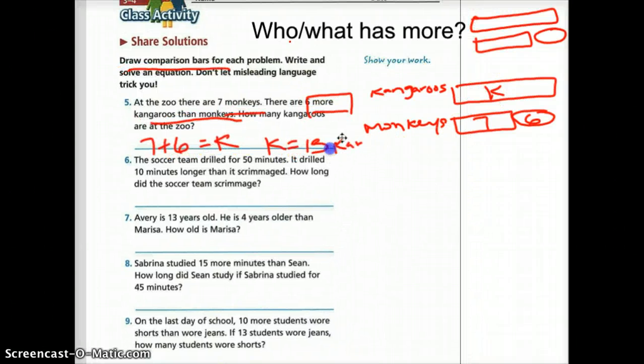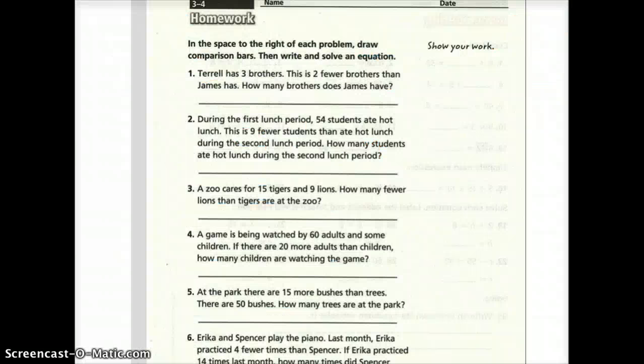Okay, you need to finish filling out the rest of this page, receive a star, and then we are moving on to homework. Your homework is Unit 3, Lesson 4. Again, you need to draw comparison bars. That looks like this.